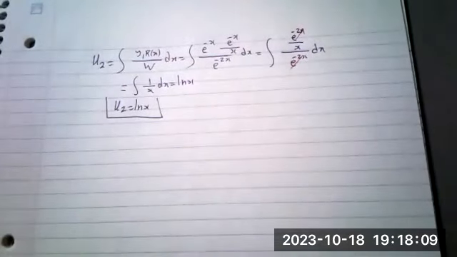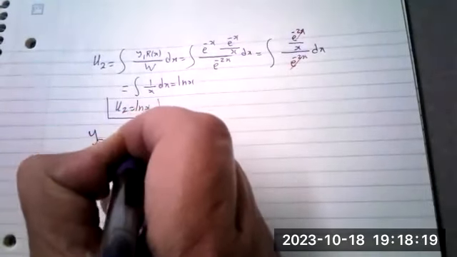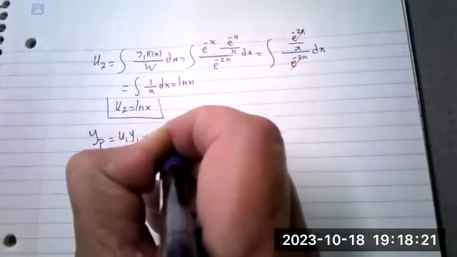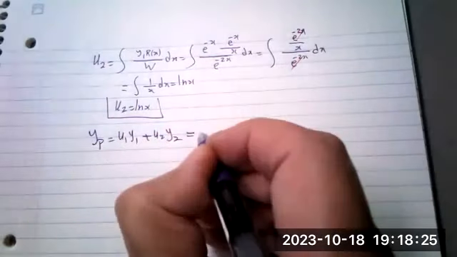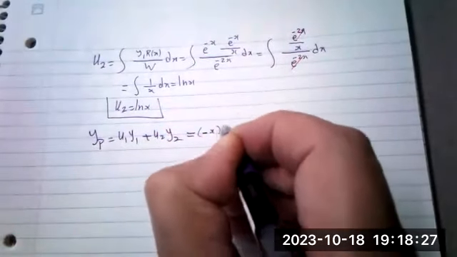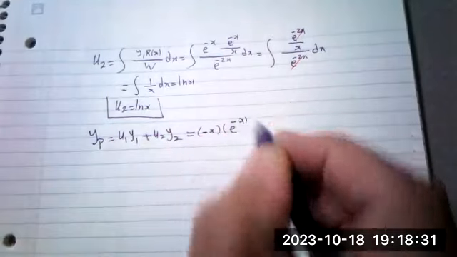Okay, now we have u1 and u2 all together. If it's possible, you simplify it. Otherwise, you declare the solution. So yp is u1 y1 plus u2 y2. It's going to be equal to u1, which is negative x, times y1, which is e to the negative x, I think. Let's check this one. Yes.